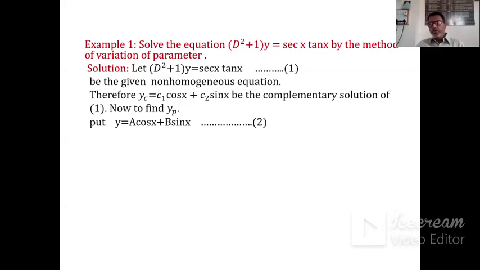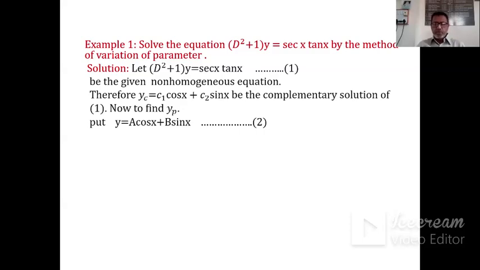Therefore, m is equal to i, minus i. Roots are complex conjugates of each other and non-repeated. Therefore, the complementary function yc is equal to e to the power 0x into bracket c1 cos x plus c2 sin x. Now here we take the particular solution to find this yp.